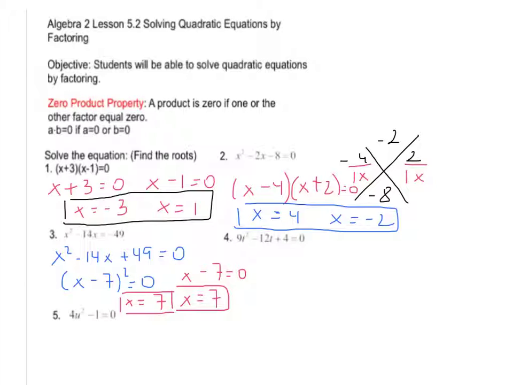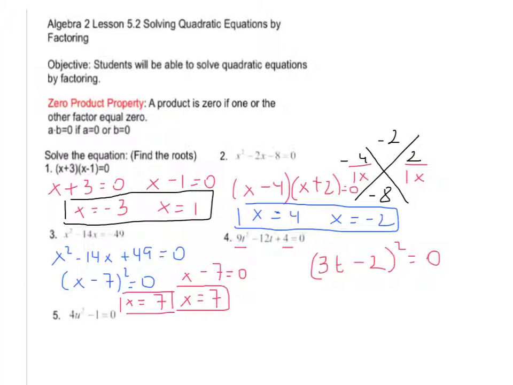So x equals 7 occurs 2 times. In this next problem, again I'm going to be able to either use the diamond or recognize the pattern. If I look at the pattern, this is a perfect square. So I have 3t minus 2 to the second power equals 0. If I verify the middle term, 3t times negative 2 is negative 6t, times 2 gives me 12t, which is all correct.